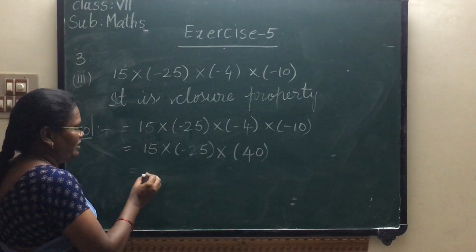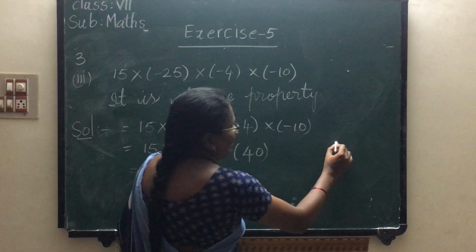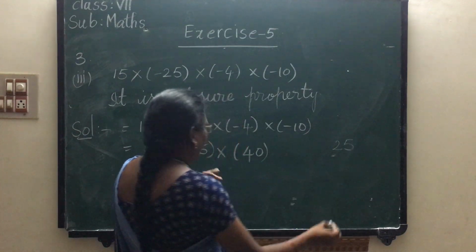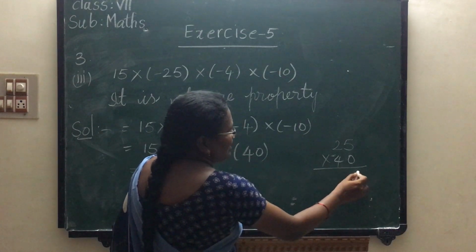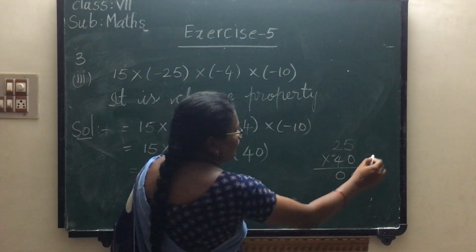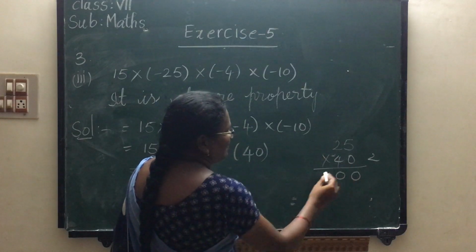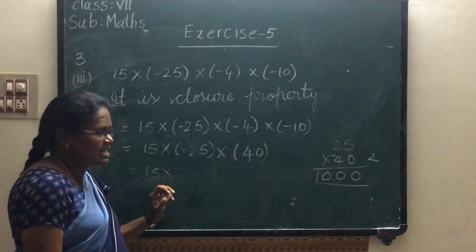Now 15 into minus 25 into 40. Here I am multiplying 25 into 40. Write 0 on the right side of the number. 4 5s are 20, 2 carry. 4 2s are 8, 8 plus 2 is 10. What is the answer, children? 1000.